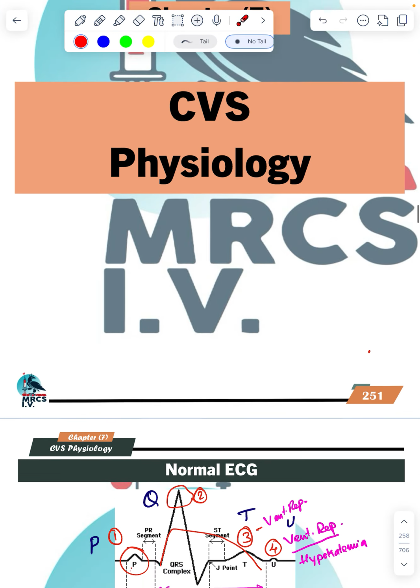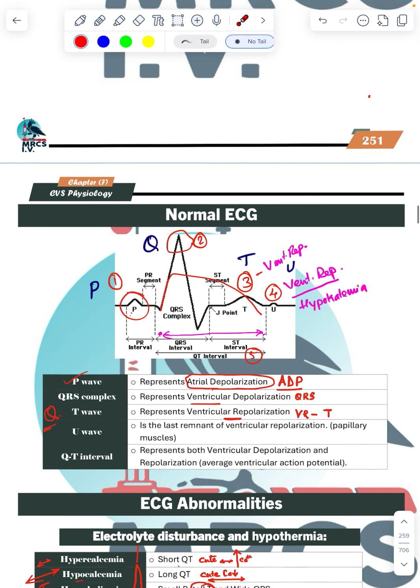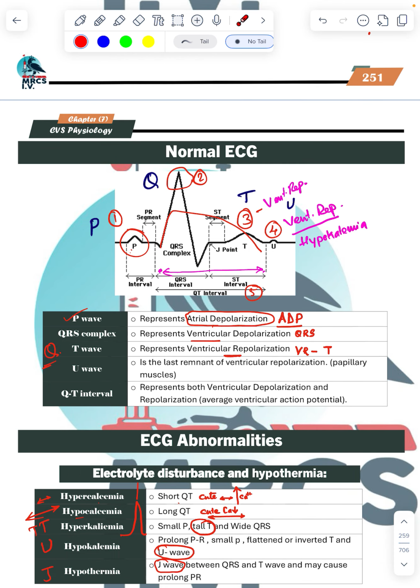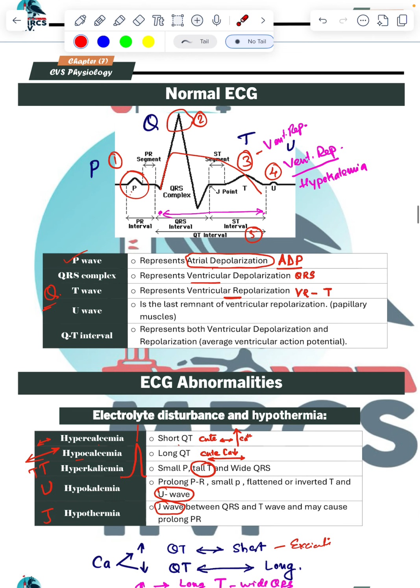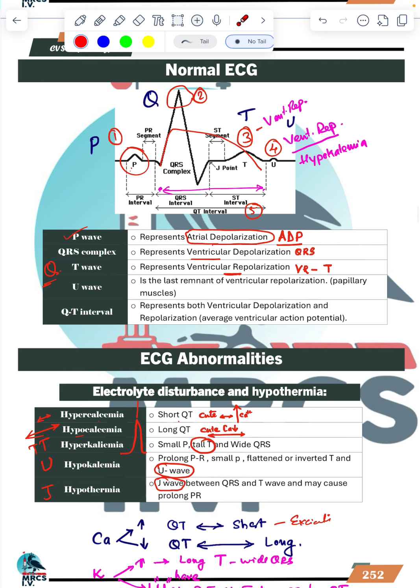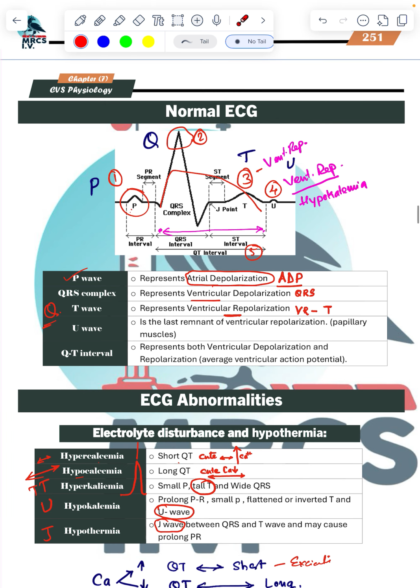So let's go for the physiology of the cardiovascular system and what are the important questions regarding this from the INI-CET/MRCS book. So this is a normal ECG. You see the ECG has got P wave, Q, R, S and T wave, and this is a smaller U wave. So which wave is formed by what?